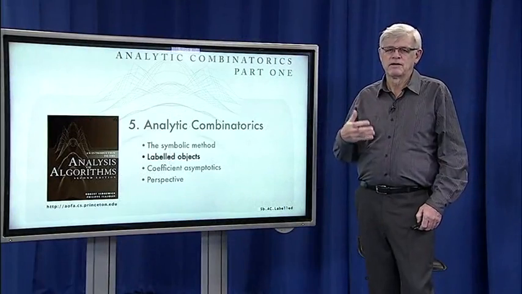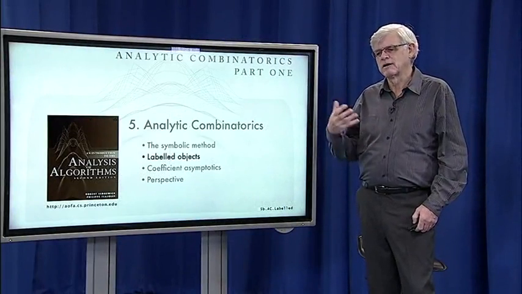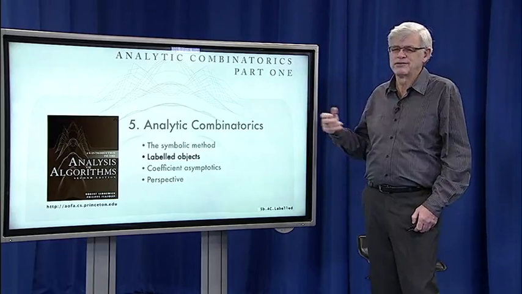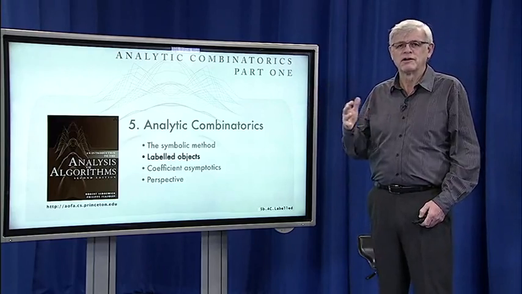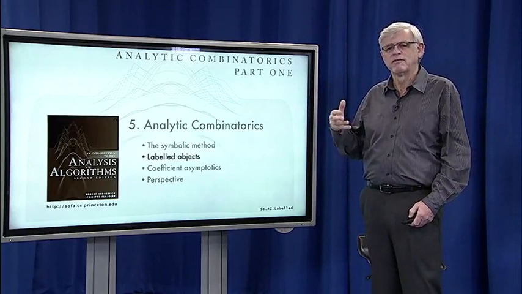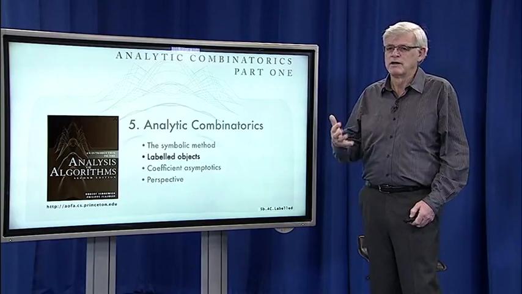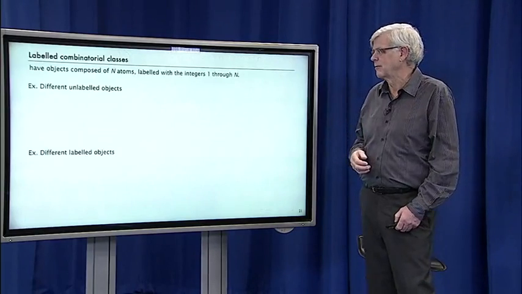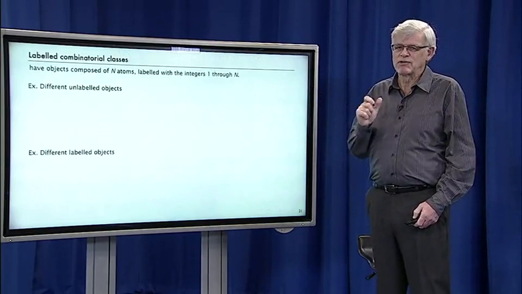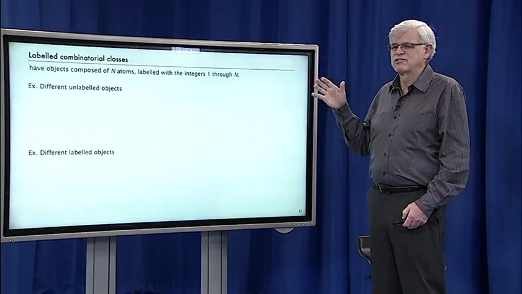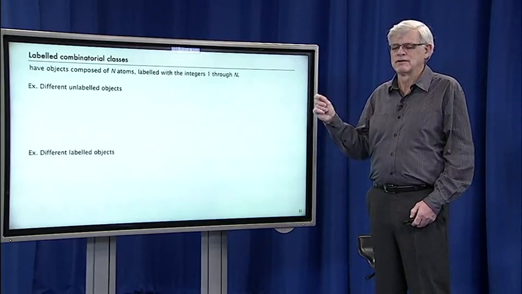Next, we're going to talk about another important class of combinatorial classes that has to do with labeled objects, and I'll explain the distinction between labeled and the unlabeled ones that we talked about, and then look at some interesting problems. So labeled combinatorial classes, the objects have n atoms, but we consider the atoms to be all different.